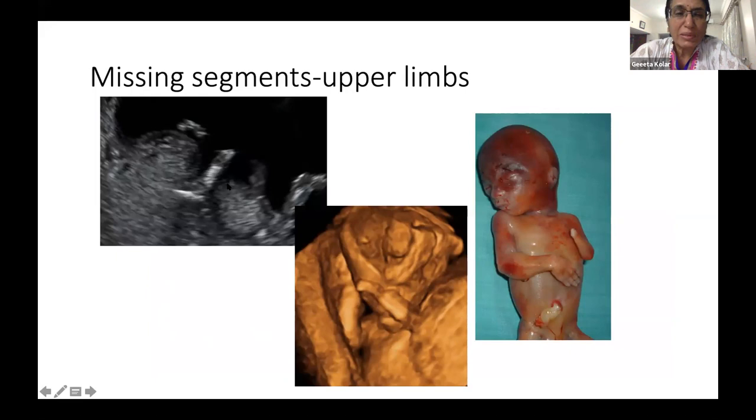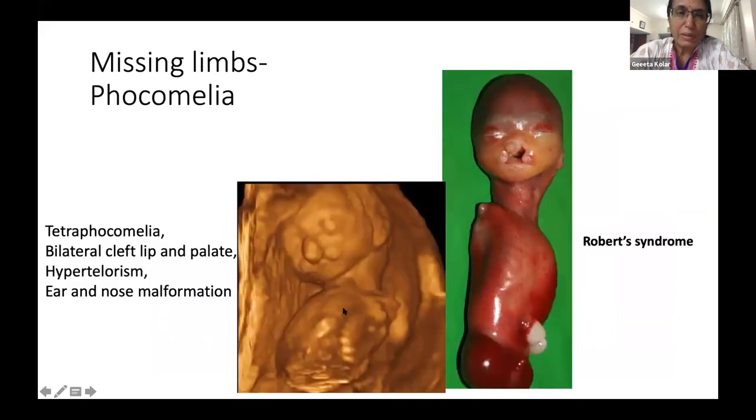Now, what about missing segments? Like we said, in an 11 to 13 week 6-day scan, we are expected to see all three segments of the limbs. And here you find that, isolated, the left forearm and the hand is missing. Apart from that, there is no other abnormality, but missing limbs may be isolated or may be associated. It may involve one limb or it may involve all the limbs.